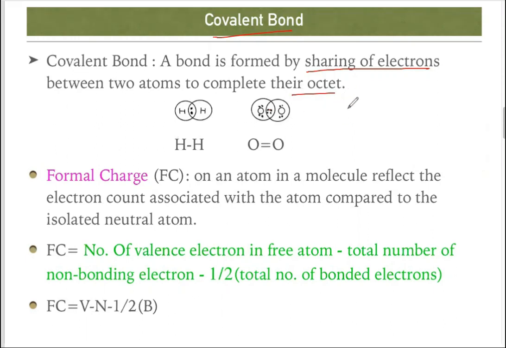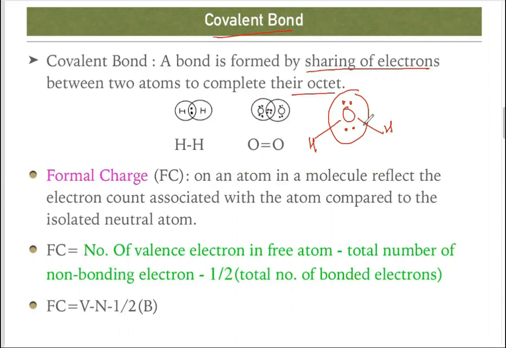You can take many examples. For example, water, where we already saw the Lewis dot structure. One single bond, two electrons, another single bond, two electrons. If we circle this one, there are 8 electrons, and hydrogen will form only a duplet. So there are many examples.